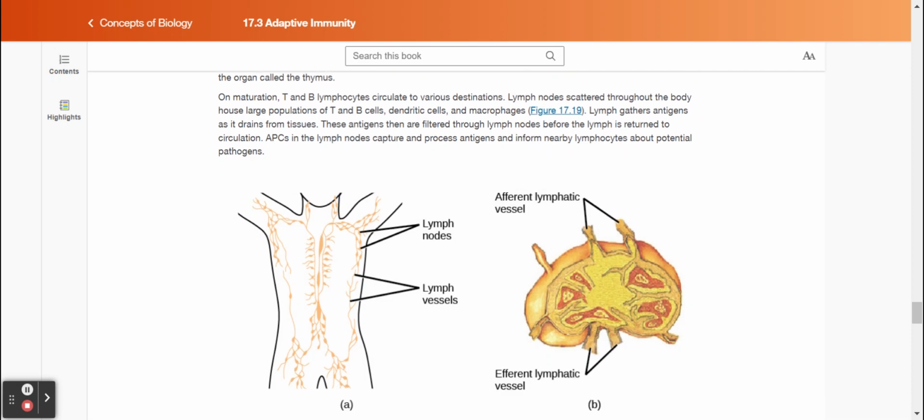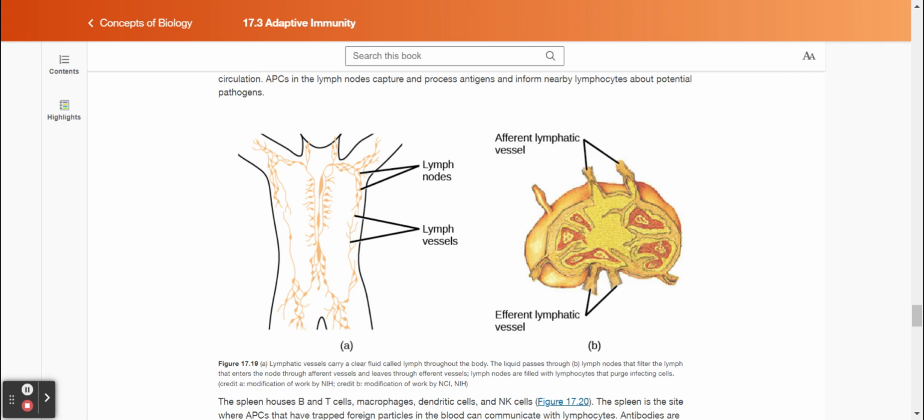Lymph nodes scattered throughout the body house large populations of T and B cells, dendritic cells, and macrophages. Lymph gathers antigens as it drains from tissues. These antigens are then filtered through lymph nodes before the lymph is returned to circulation. APCs in the lymph nodes capture and process antigens and inform nearby lymphocytes about potential pathogens.